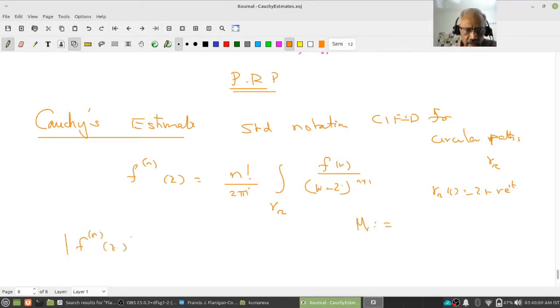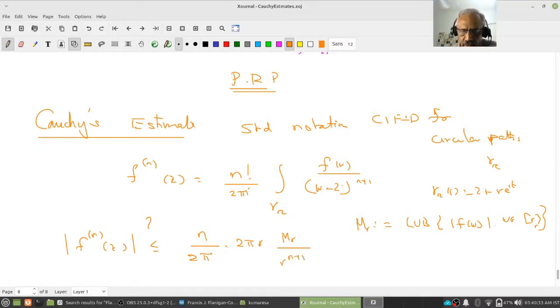Let me say what I want. I want to find an estimate. So the natural thing is I use the ML inequality. Therefore let Mr be the supremum of mod f(w) as w is in gamma r. And w minus z will be r, so the denominator will be r to the power n plus 1. Therefore that will be less than or equal to n factorial by 2 pi, the length of the path is 2 pi r, and this will be Mr, and this will be r to the power n plus 1. Therefore n factorial by 2 pi... sorry, so n factorial Mr by r power n.